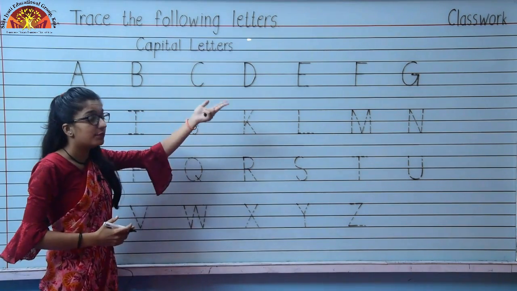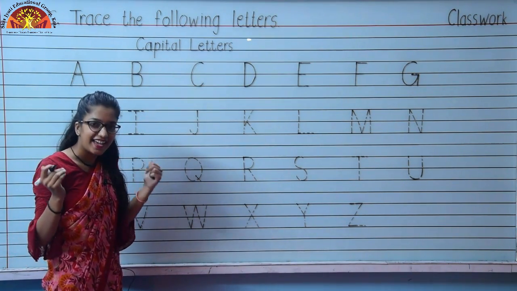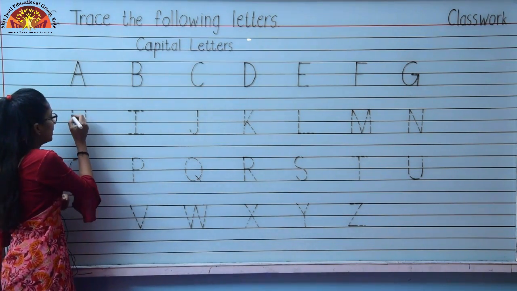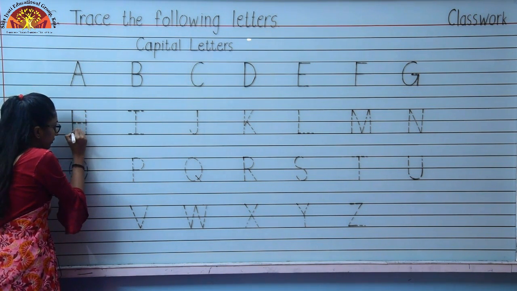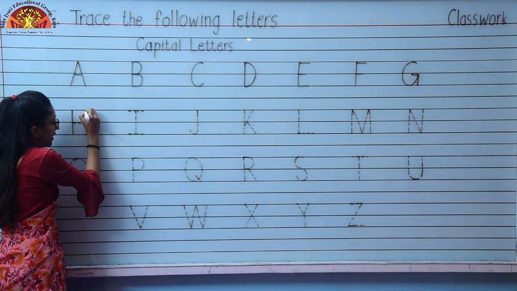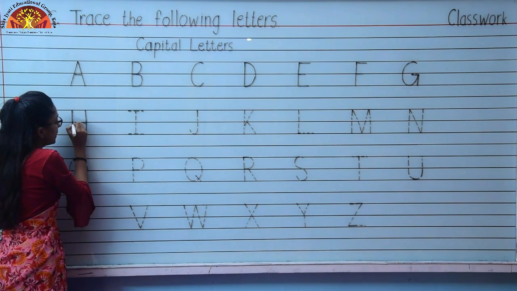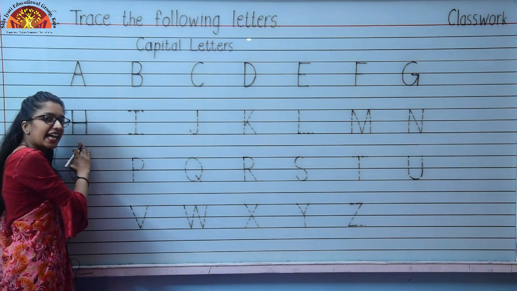Now what comes after letter G? It's letter H. Capital letter H. So write here capital letter H. Draw standing line. One more standing line. Sleeping line inside it. Like this. This is capital letter H.